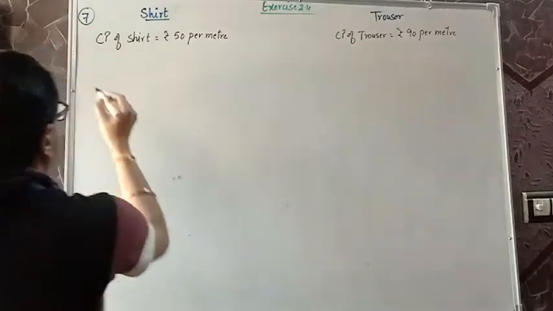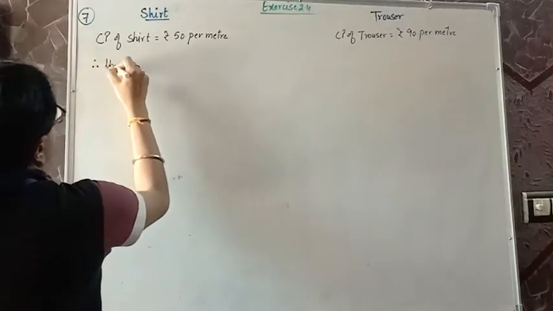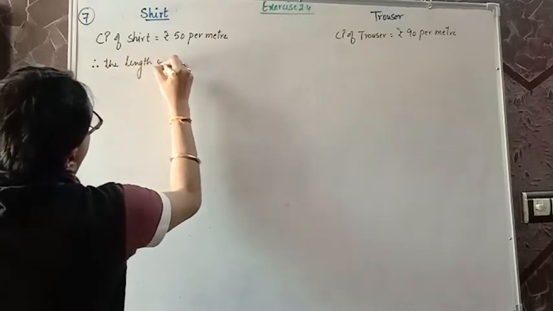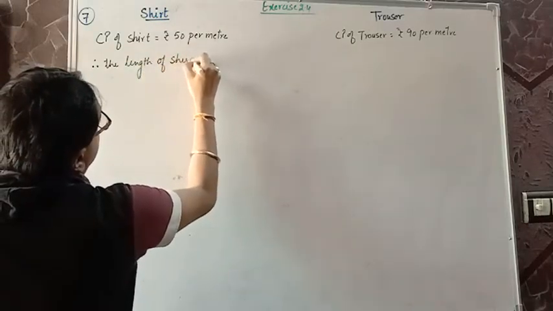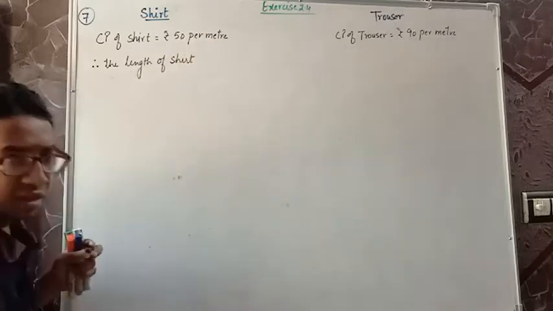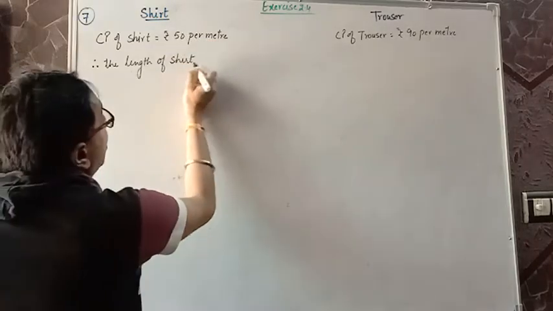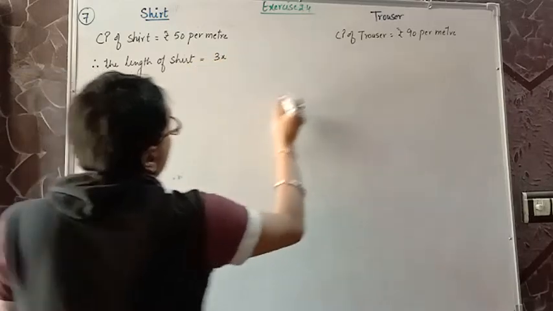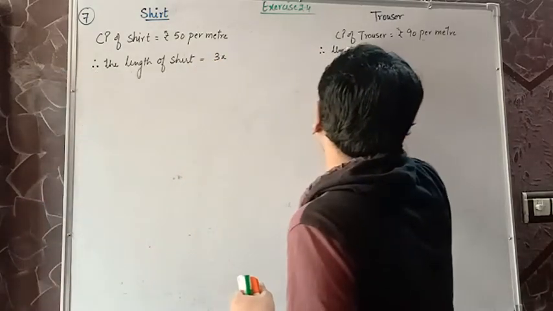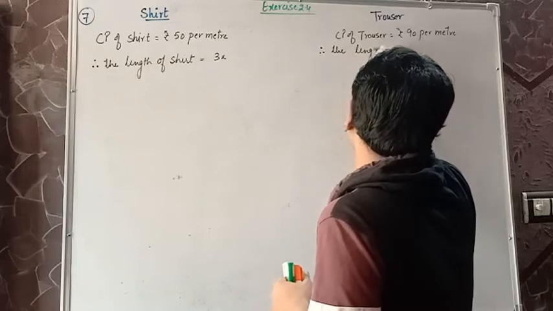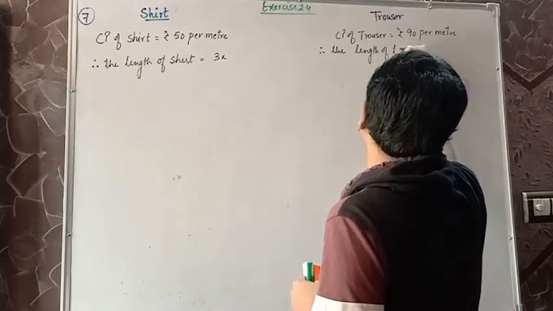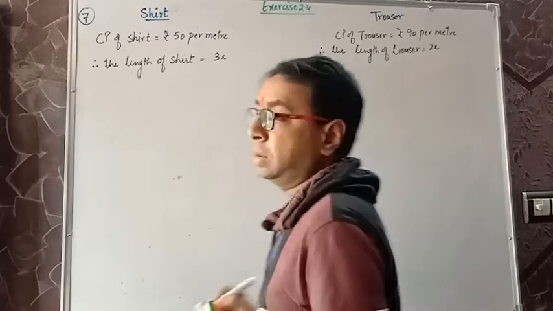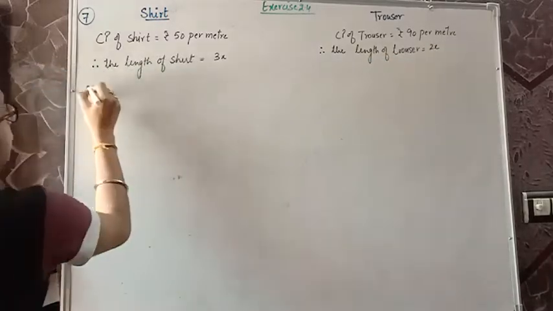So can I say, let the length of the cloth required for shirt be 3x. Therefore, the length of trouser, I am talking about the cloth here, is 2x. Clear? Now can I say total CP?